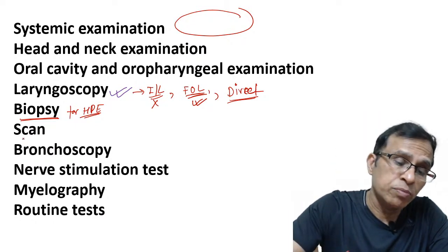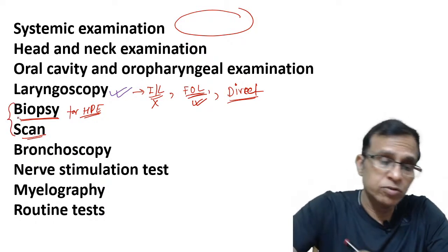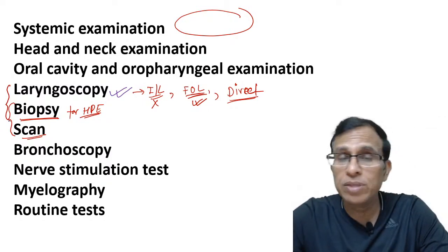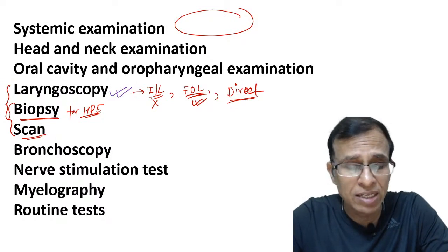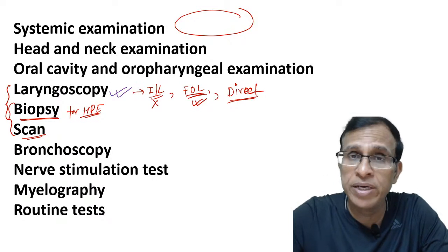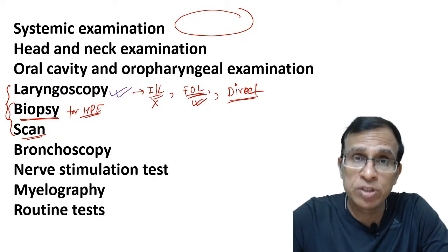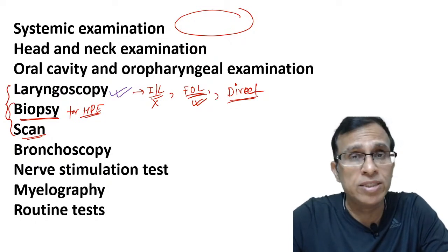Scan is the second most important investigation. Laryngoscopy and scan together give you the maximum information in most of these patients. Most likely with these two things, laryngoscopy and scan, CT scan or MRI or PET scan, or maybe ultrasound also, will give you the maximum possible information. By now, you will have made a diagnosis in most cases.